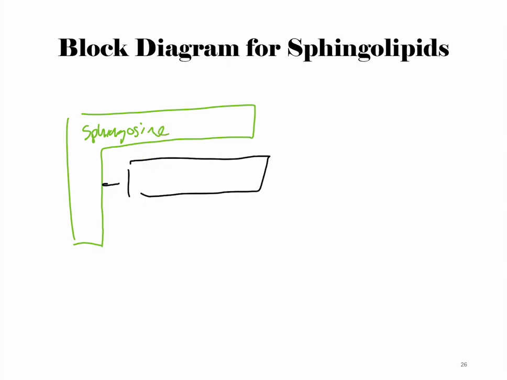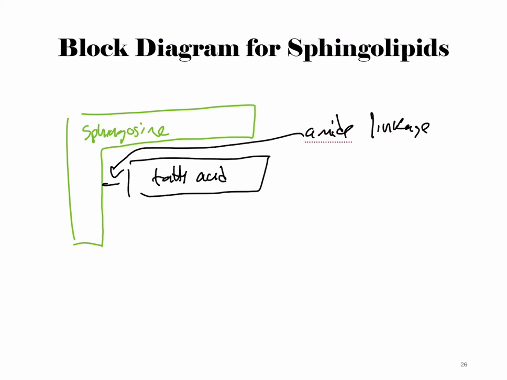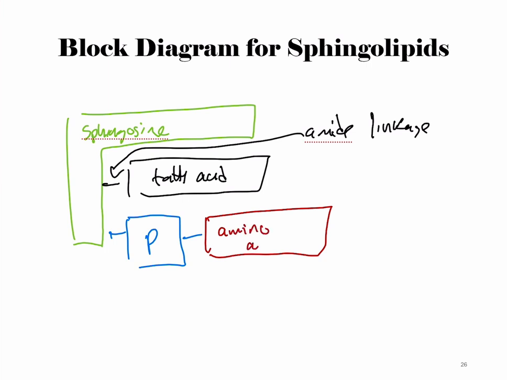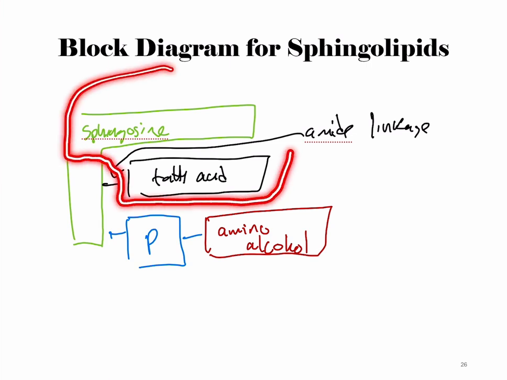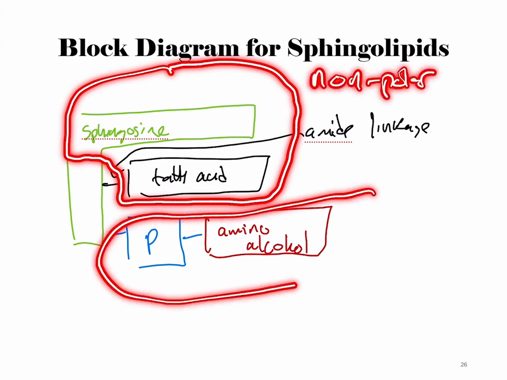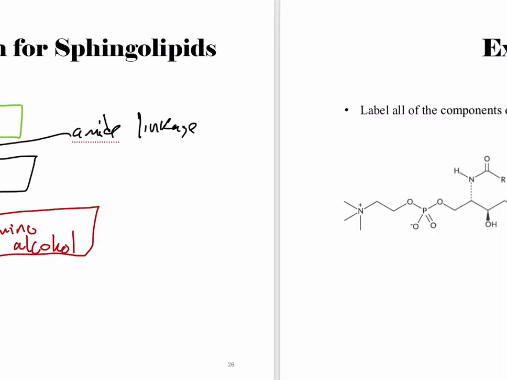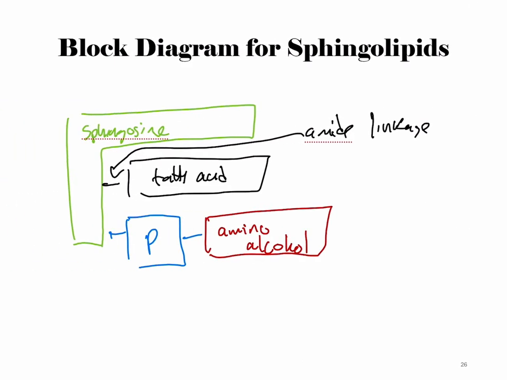We have one fatty acid that's connected via an amide linkage. We don't have to indicate that here. This is a fatty acid. And then we're going to have our phosphate that's then connected to our amino alcohol, right? So we see that all of this long chain amino alcohol, long chain fatty acid is going to be nonpolar, and this is going to be very polar. And so these, again, are going to be structural components for membranes as well.